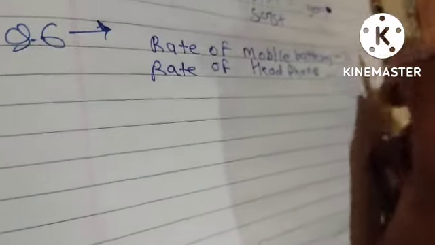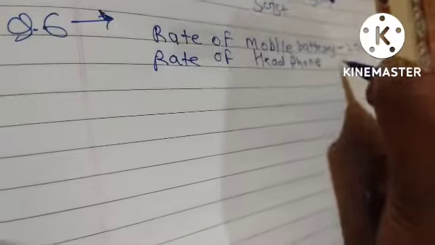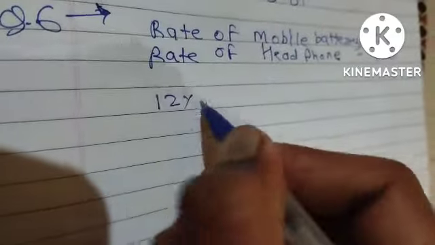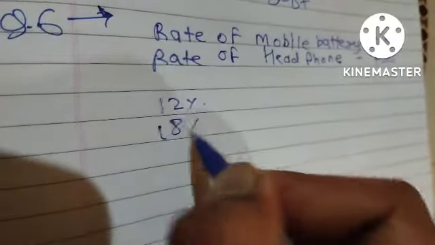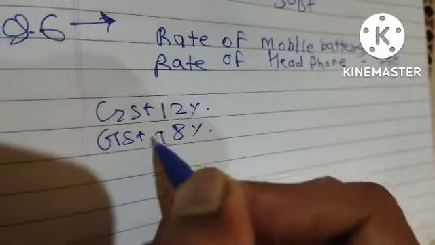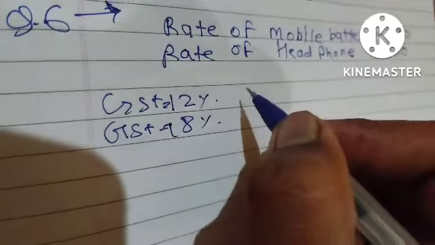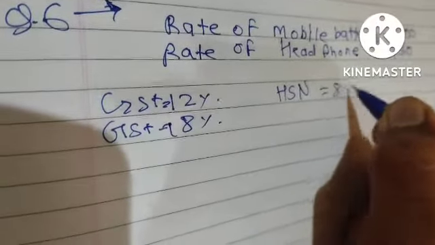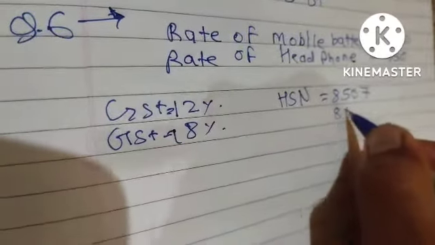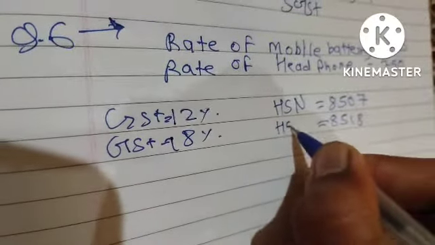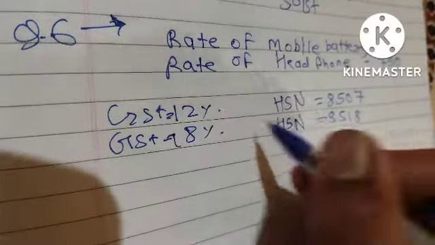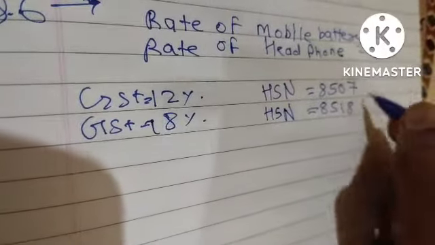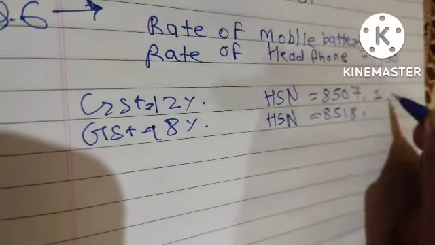Rate of mobile battery is 200 rupees, rate of headphone is 750 rupees. Rate of GST on mobile battery is 12% and on headphone is 18%. Now the HSN code is given: 8507 for the mobile battery, 8518 for the headphone. You can write any number for the HSN code if it is not given, but if it is given, you have to write the same. One piece is the quantity.